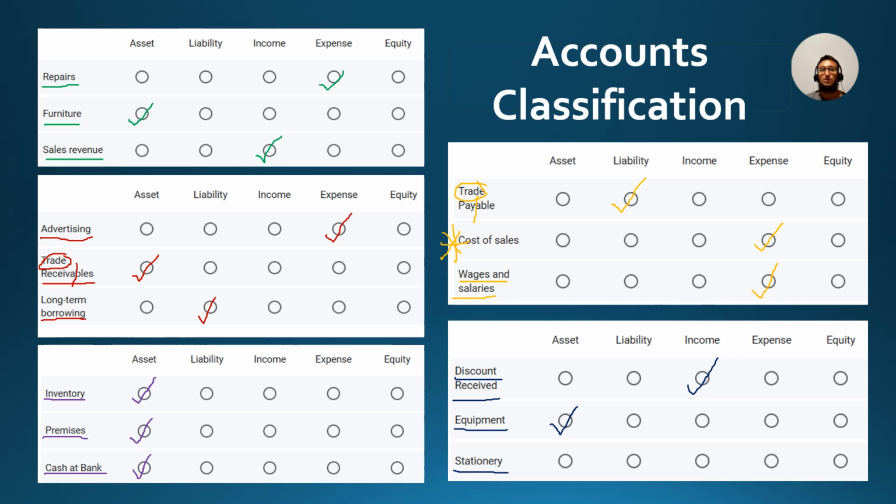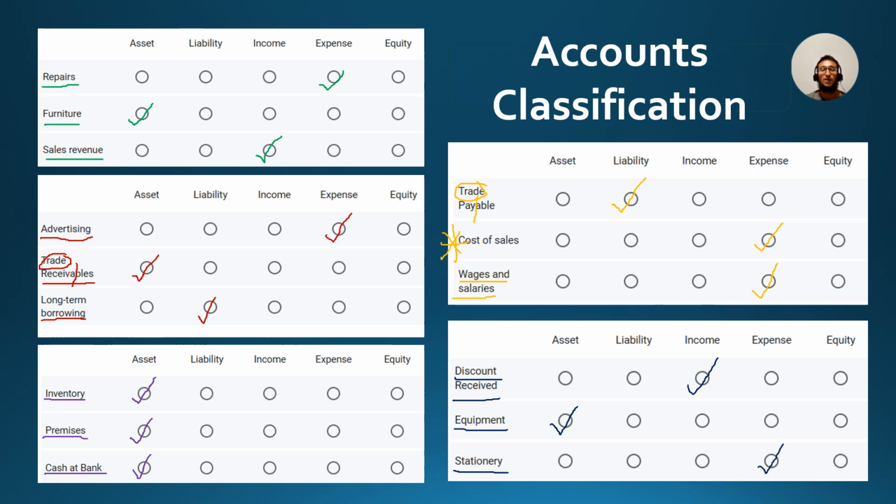Stationery is a cost to the business. Basically it's something that the business will use, and based on an accounting theory called materiality theory, which you will learn in greater detail subsequently in the syllabus, we would record or classify stationery as an expense.